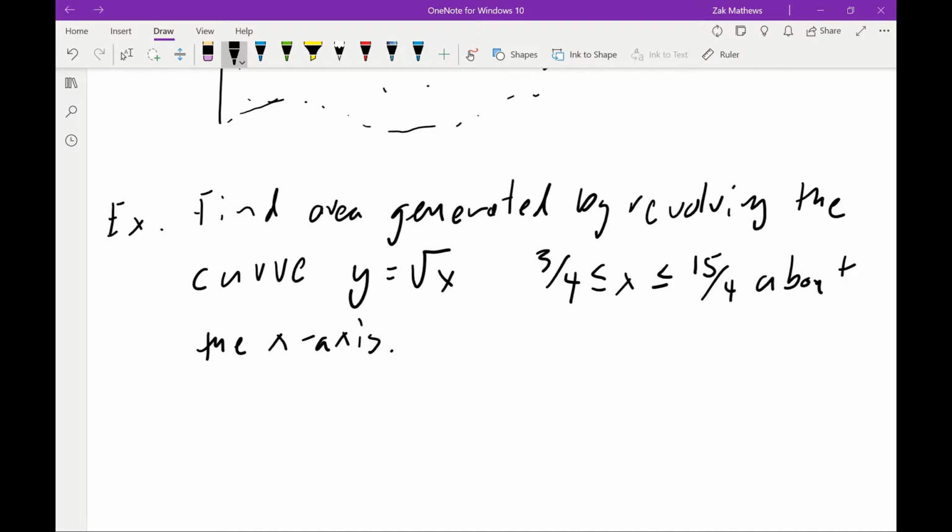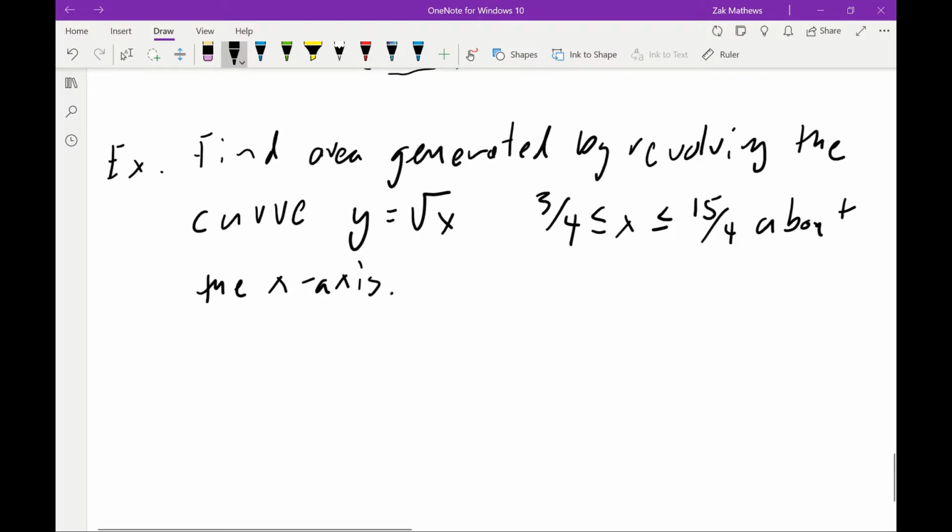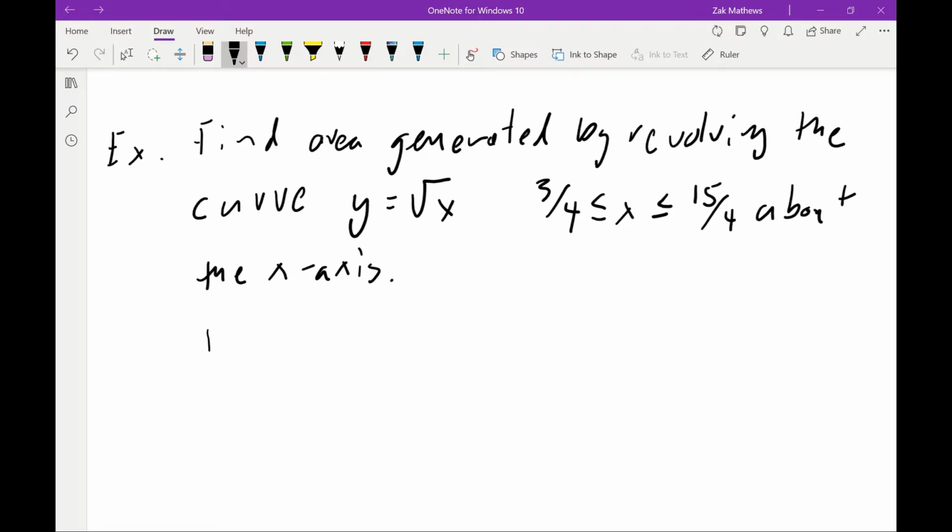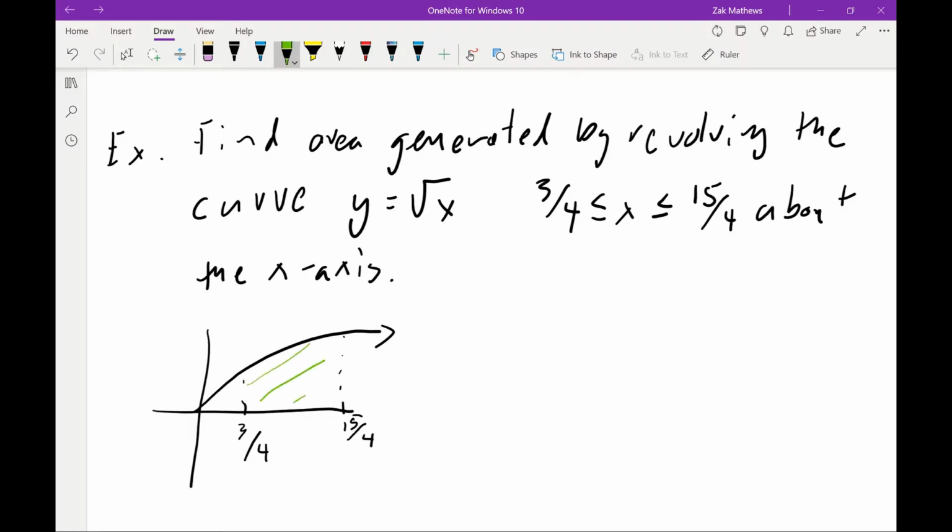As we've said in about every video in this class, we are going to start with our picture. It is always a good idea to get an idea of what we're looking at. So the square root of x looks like so. We're looking between 3/4 and 15/4. Notice it's not a super accurate picture. I'm not placing every single point exactly where it is. I'm just getting an idea in my head. And so it is this region in green that we are rotating about the x-axis. The other half of it is down here.